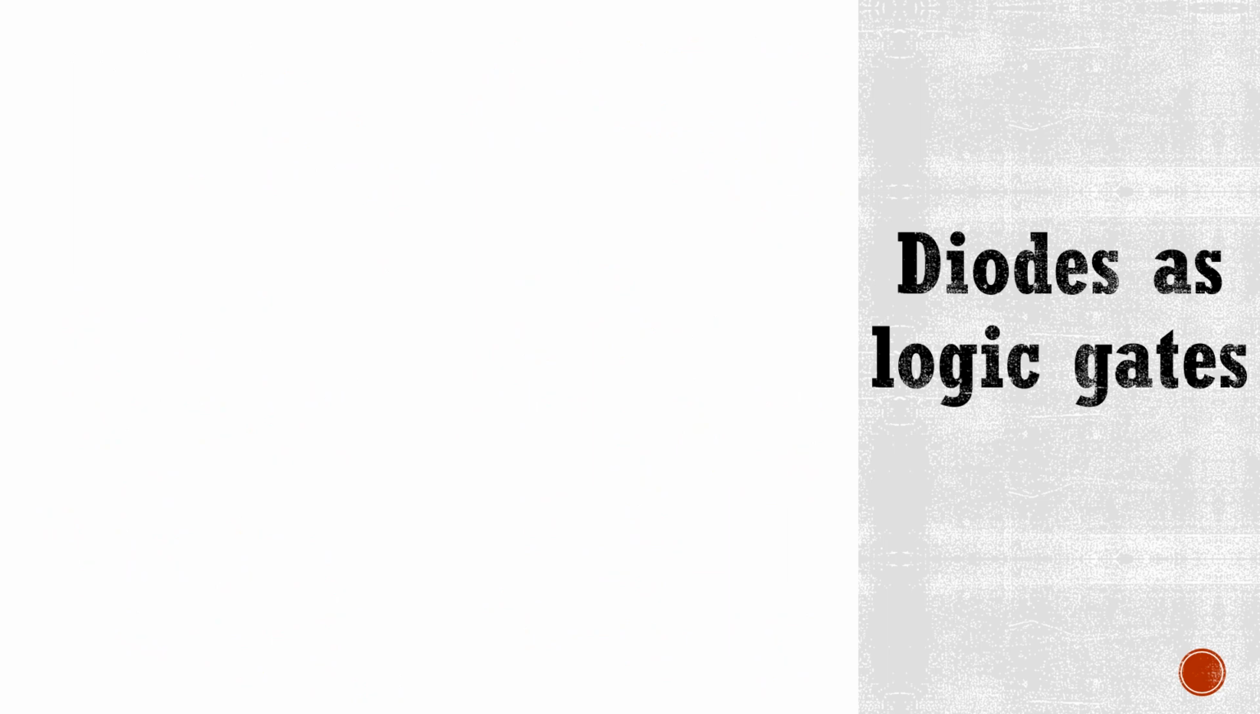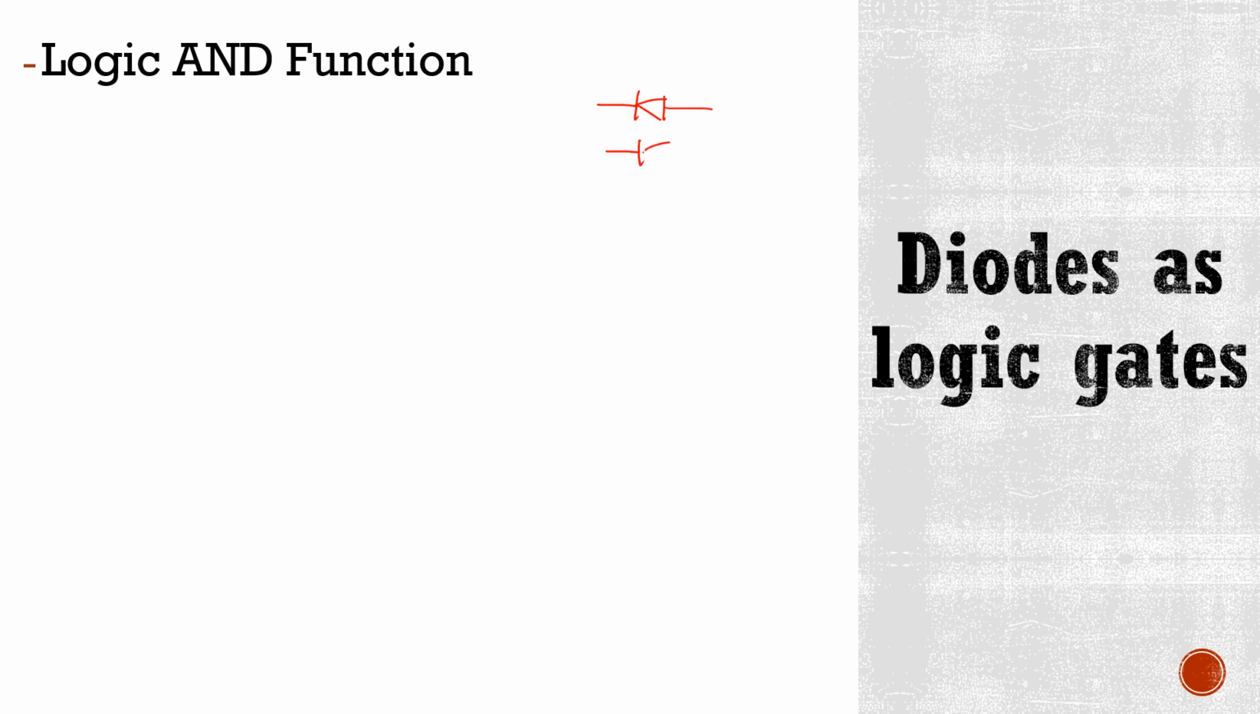Now we will understand logic and function. If we have one diode like this and other diode like this, this is D1, this is terminal A, this is terminal B, this is D2. Here voltage is VA, here voltage is VB, and they are connected to resistor which is connected to voltage source VS. This is R, and here we have output which is Y.